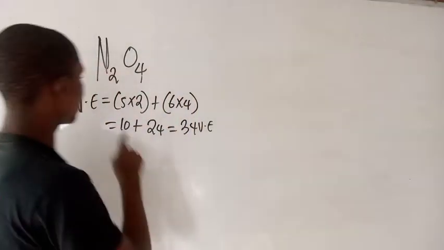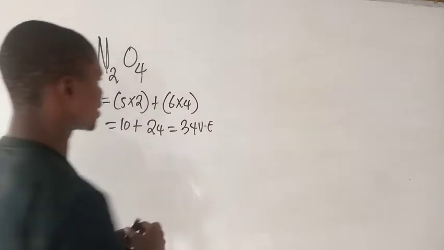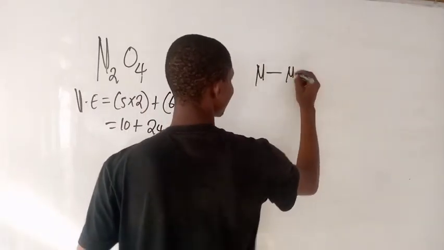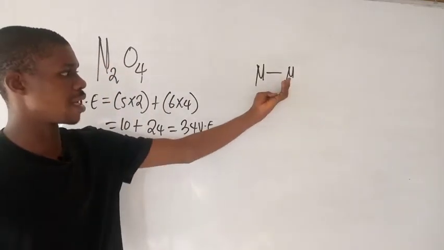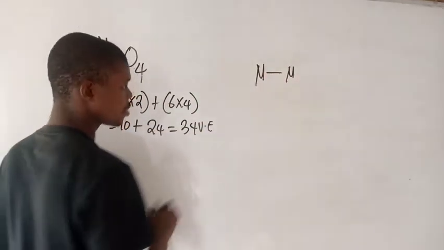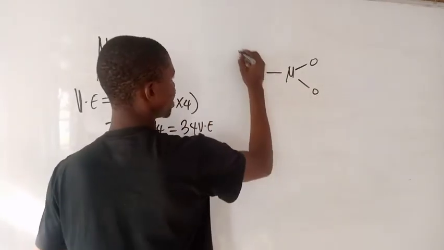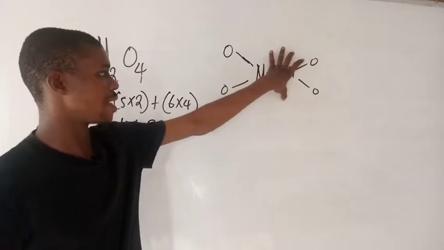Here we have 2 nitrogen and 4 oxygen. So how are you going to do that? The 2 nitrogen will be the central atoms, connected together. Remember we have 4 oxygen, so one nitrogen will take 2 oxygen, and the other will take 2 oxygen. This is called the skeleton.